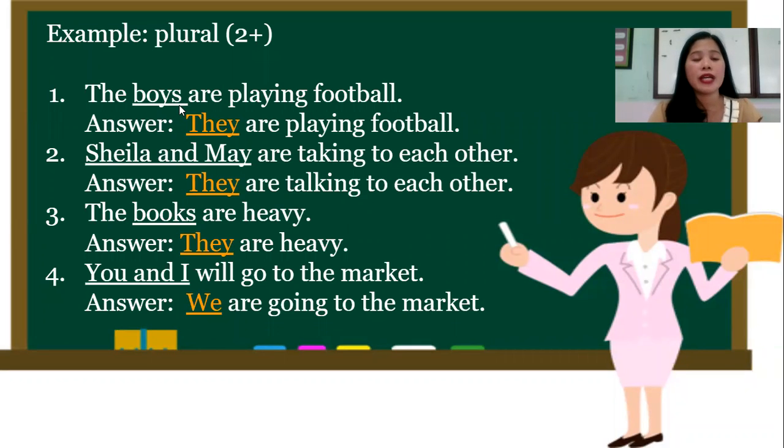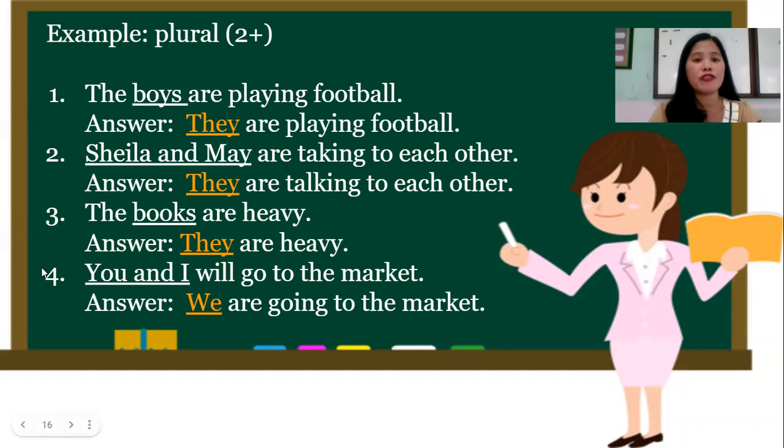Now, here you can just identify because I underlined the subject. Do you understand? Now let's go to number three. The books are heavy. Again, the books are heavy. The subject in the sentence number three is books, right? How many books are there? Many. There is an s, so it means plural. So what is the pronoun for the books if it is many? The pronoun is they. So you're going to say they are heavy. Right, very good.